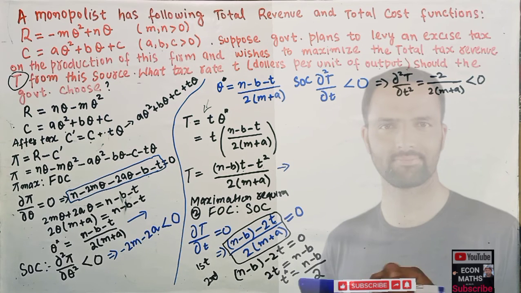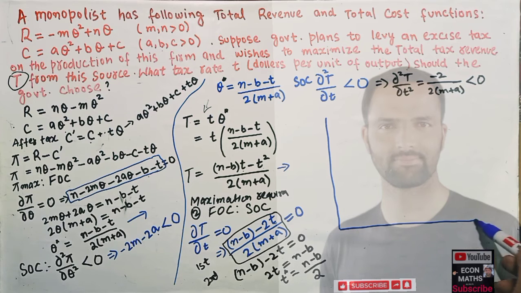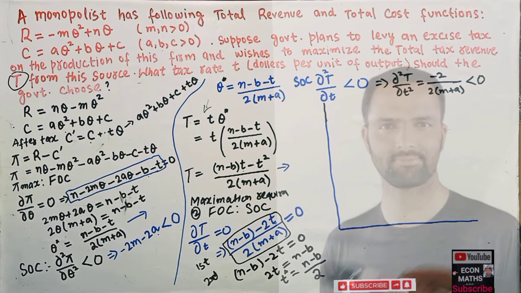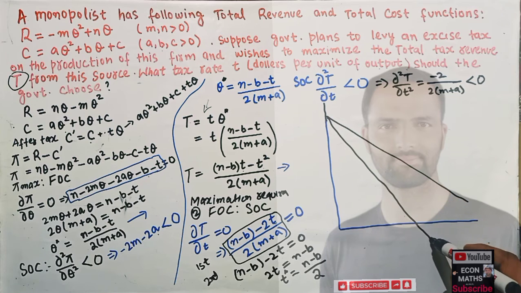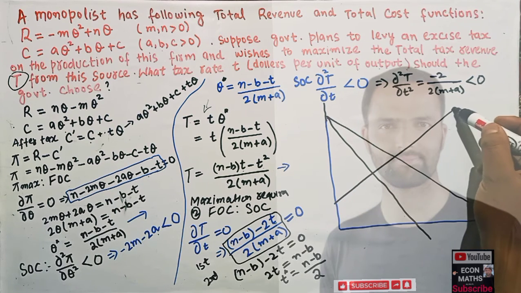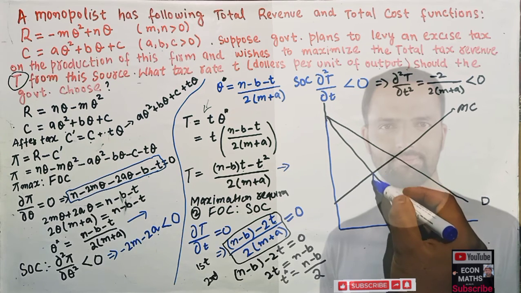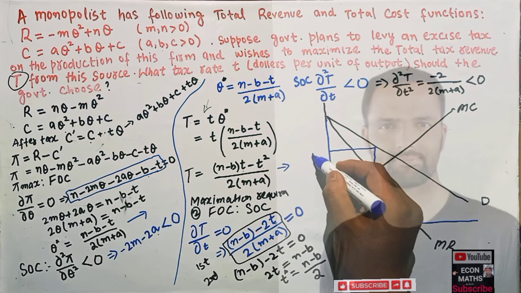So the tax rate that maximizes the government's total tax revenue is this very thing. And if I want to show it graphically, I don't know whether I will be able to show it or not. Yeah, it will take time. Let us say this is the demand function of the monopolist, this is the marginal revenue function of the monopolist, and this is the marginal cost of the monopolist. Marginal cost, demand, marginal revenue. Now before the imposition of tax, the monopolist would have been selling at this price.